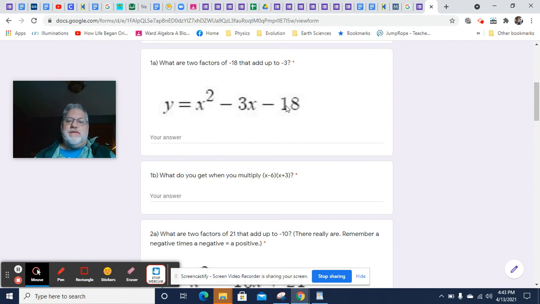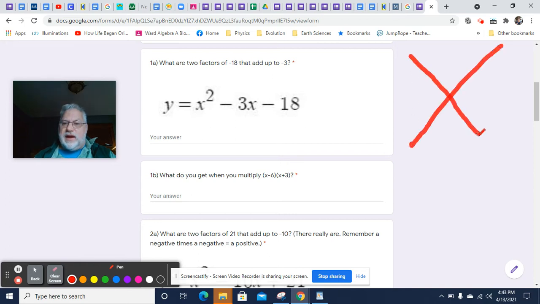What are two factors of negative 18 that add up to negative 3? Well, factors of negative 18 have to be positive and negative. So we want to look for two factors that are 3 apart. That would be your easiest bet. So we can break 18 into, actually, I'm going to do it a different way. Hang on. I'm going to set this up like this. We can use, so let me use a little x here.